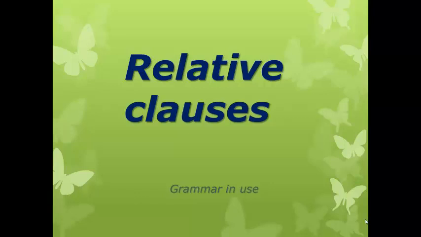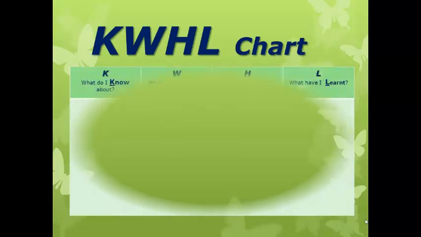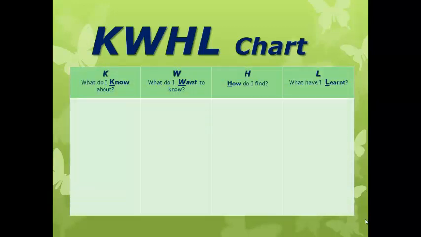Let's figure it out. But first of all, I want you to fill in this chart, the KWHL chart. You know this chart, you can start filling in the first column. What do you know about our lesson, relative clauses? The second column, what do you want to know about relative clauses? Write what you want to know, to learn from our lesson, okay?